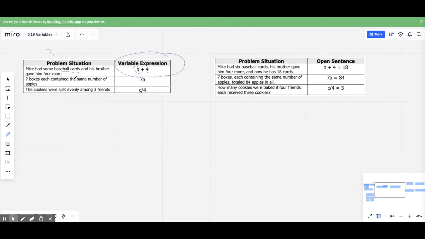It does not have an equal sign. Okay? Variable expressions are very important. They are part of all the variables you will see in the SOL and the benchmark, and they do not have equal signs.